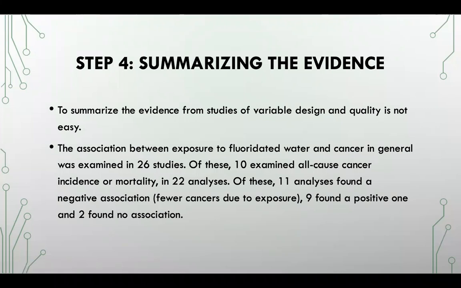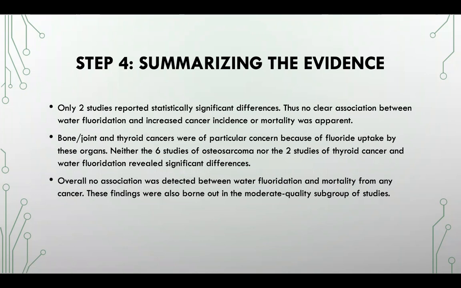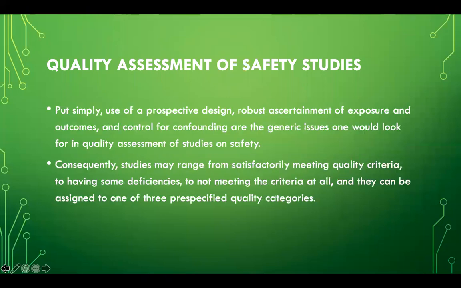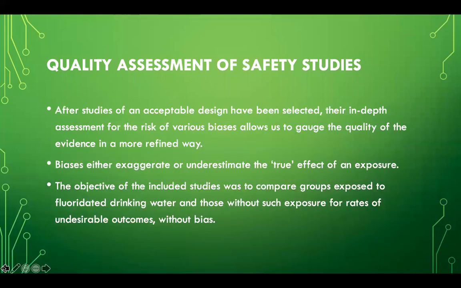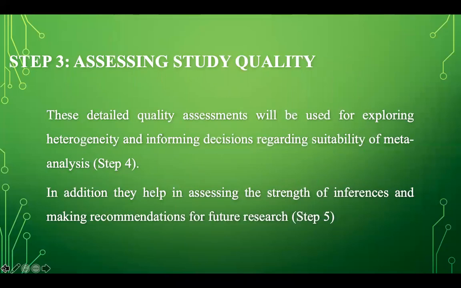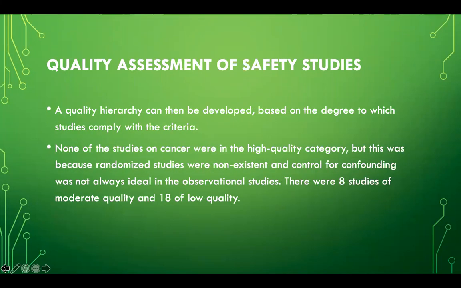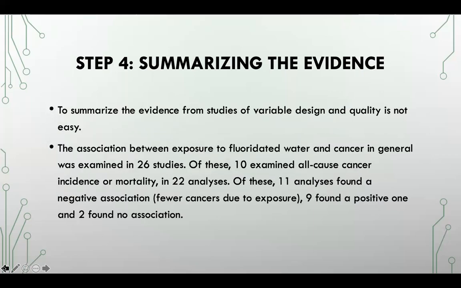We will continue our discussion of the steps of systematic review. Last time, we were discussing the third step, which was how to assess the study quality. And today we will discuss how to summarize the evidence. Summarizing the evidence from studies of variable design and quality is not easy.